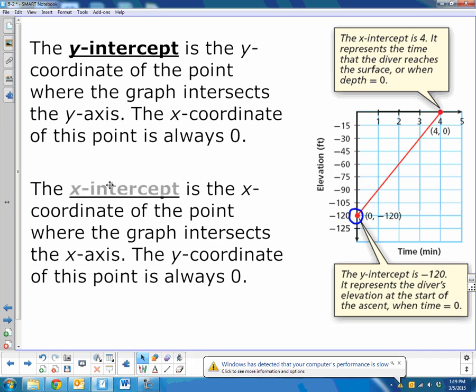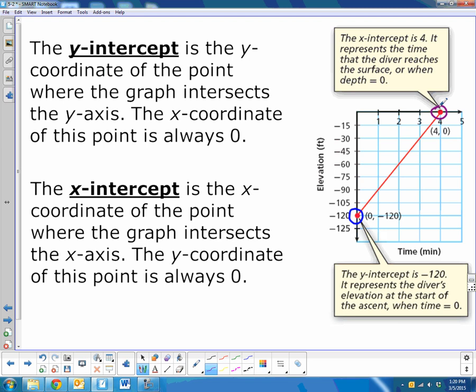And similarly, the x-intercept is the x-coordinate of the point where the graph intercepts the x-axis. Same idea. We've got this point right here on the graph where the graphed line intercepts the x-axis. And so the y-intercept would be (0, negative 120). The x-intercept is (4, 0). At this point, we're just going to concentrate on finding them.